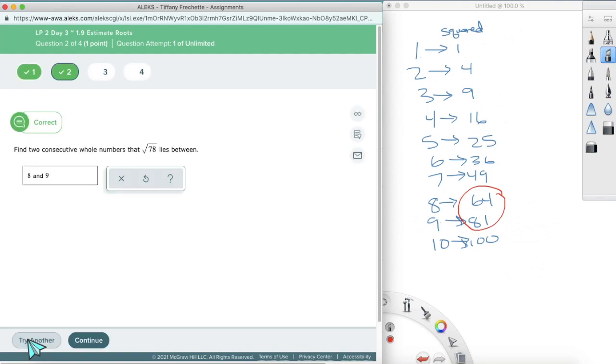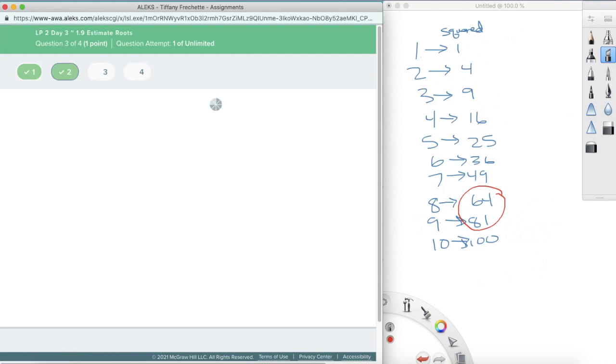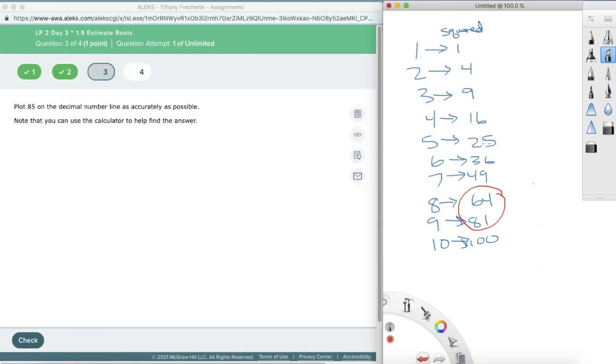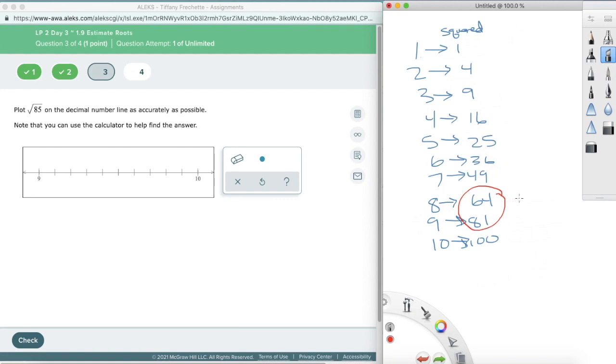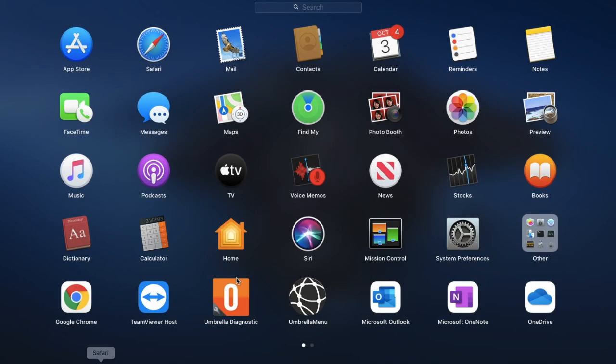All right, next one. Okay, so with this one, they actually want us to try to estimate this. So plot the square root of 85 on a decimal line as accurately as possible. So with this one, I know it's going to be somewhere between these two, right? It's going to be between 9 and 10, and they even have 9 and 10 up here. So they aren't really asking me to do that. What we want to do is we want to know what is the square root.